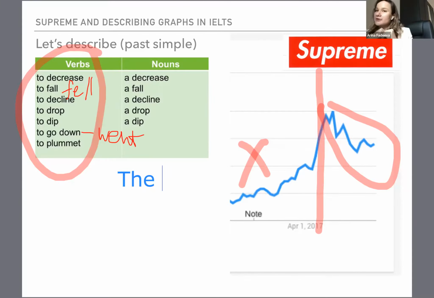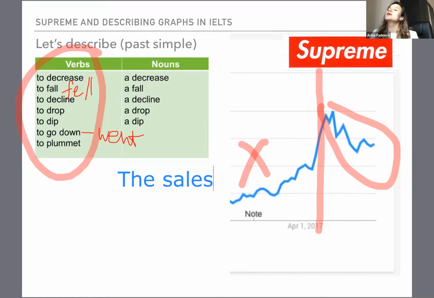This is the popularity of Supreme or sales. Let's say the sales this time. The previous one was popularity. This time it's going to be sales. All right. But it would be a mistake to write Supreme fell or Supreme rose. No, it's not Supreme who is rising. Actually it is, but in academic and formal writing, be really careful here. Don't write, I don't know, electricity went up, electricity went down. No, it's the amount of electricity.